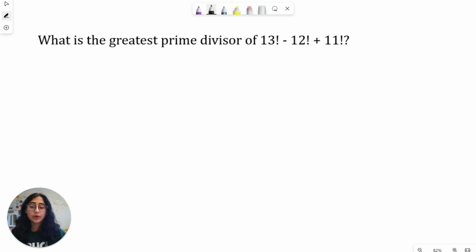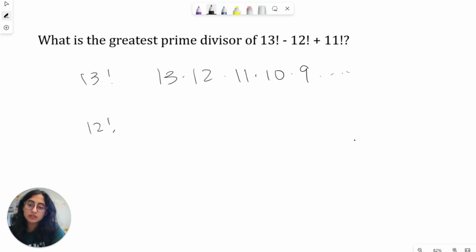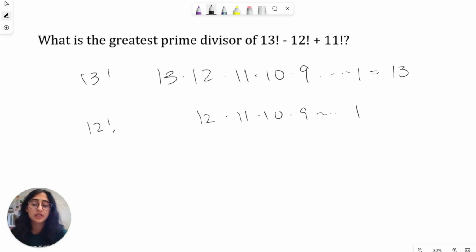13 factorial is 13 times 12 times 11 times 10 times 9 all the way down. Now, 12 factorial is 12 times 11 times 10 times 9 all the way to 1. Do we notice anything interesting about this? This right here is 12 factorial. So we can say that 13 factorial is just equal to 13 times 12 times 11 times 10 times 9, and so on. That's 12 factorial. So it's just 13 times 12 factorial.